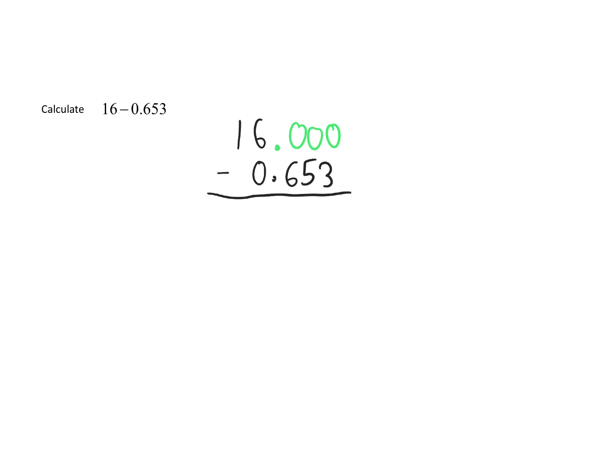So we can't do 0 minus 3. We can't borrow from the 0, so we have to go all the way over to the 6. We're going to borrow from the 6. The 6 is going to become a 5, making this a 10. Then we borrow from the 10, making it a 9, and this a 10. Borrow from the 10, making it a 9, and this a 10. So now we can actually do the subtraction.